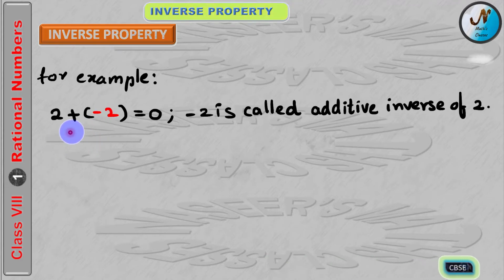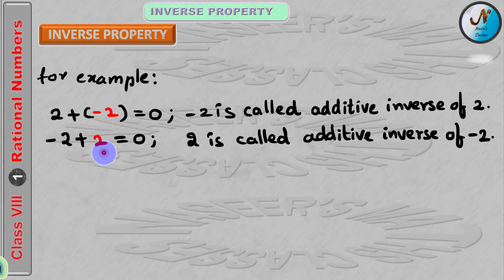For example, 2 plus its negative number minus 2, we get 0. Here minus 2 is called the additive inverse of 2. Minus 2 is added with its positive number 2, then we get 0. Then 2 is called the additive inverse of minus 2.